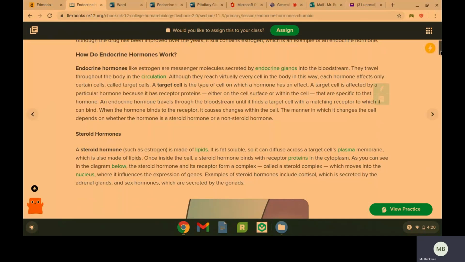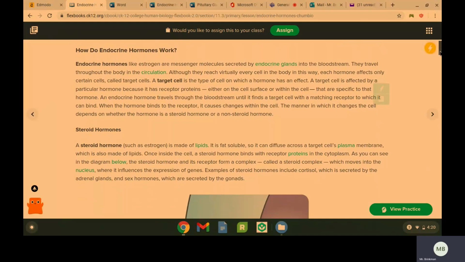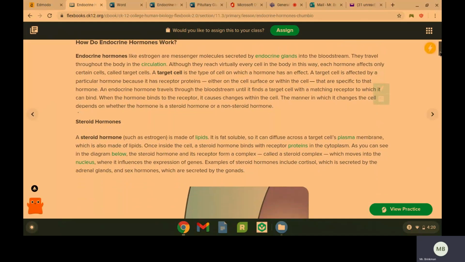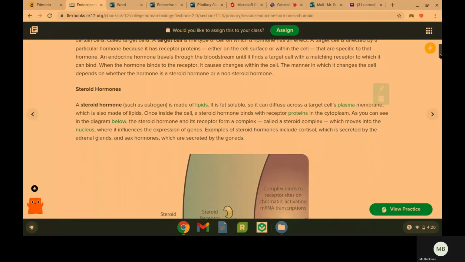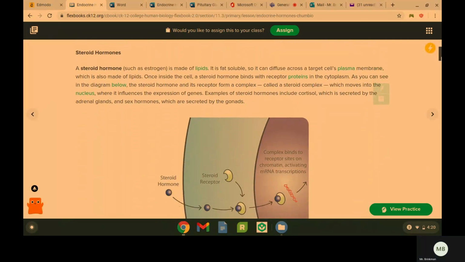Endocrine hormones are messenger molecules that are secreted by endocrine glands into the bloodstream. So they're going to travel throughout the body through your bloodstream, and each hormone is going to specifically only affect certain cells called target cells. All right. So we have steroid hormones and we have non-steroid hormones.